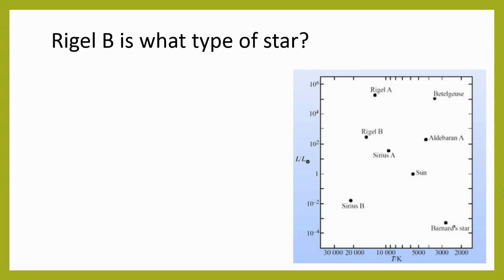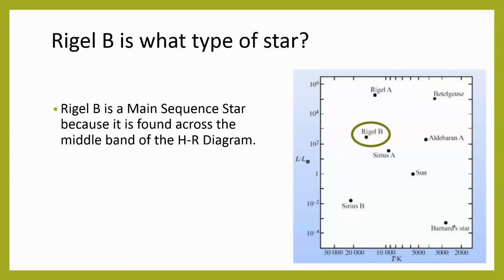Okay, so let's go ahead and work through some potential example problems you could see with an HR diagram. Okay, Rigel B is what type of star? So the first thing we want to do is actually locate Rigel B on our HR diagram. So it is right there in that green circle. So if you look, it's kind of along that middle band there. So that means it's going to be a main sequence star. So the middle band of the HR diagram.